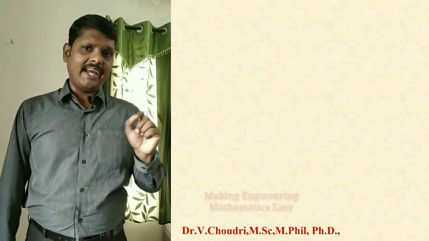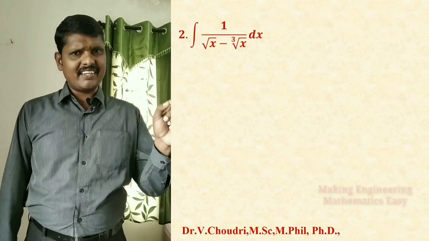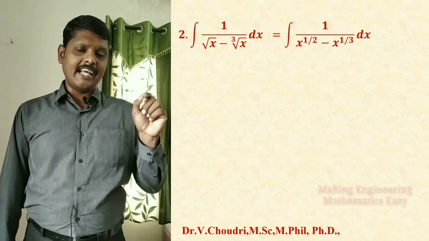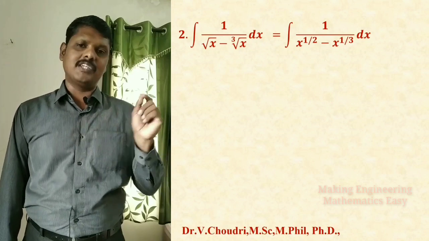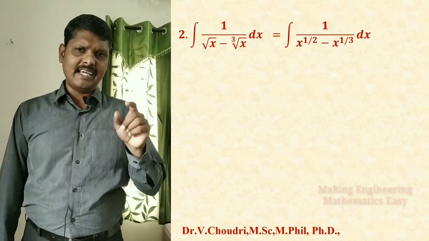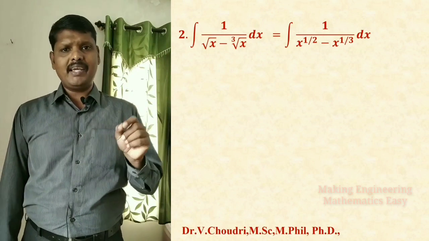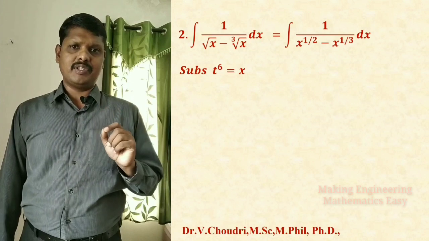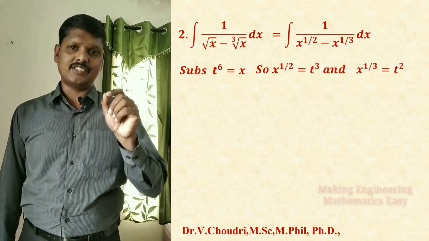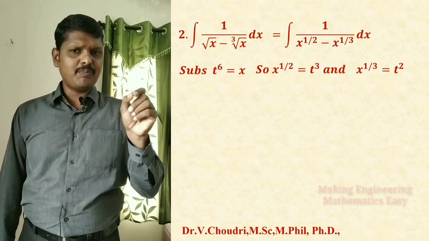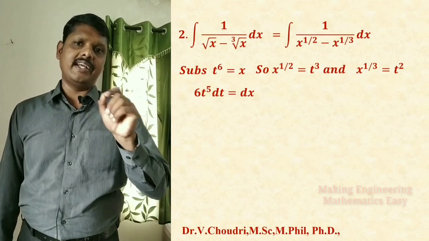See the second problem, integral dx by root x minus cube root of x. Just we rewrite the integral into integral dx by x power 1 by 2 minus x power 1 by 3. Clearly, direct method is not possible. Using substitution method, to convert x power 1 by 2 and x power 1 by 3 into integers, t power 6 equal to x. So that x power 1 by 2 equal to t cube, x power 1 by 3 equal to t square. Now we differentiate t power 6 equal to x. What do you get? 6 into t power 5 dt equal to dx.